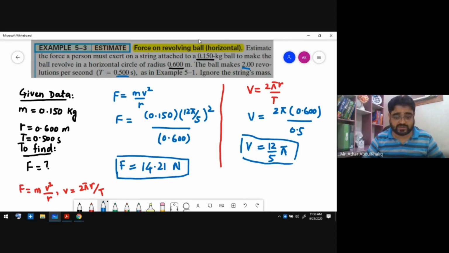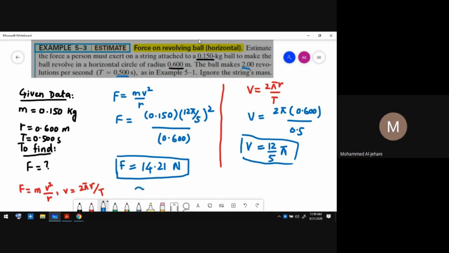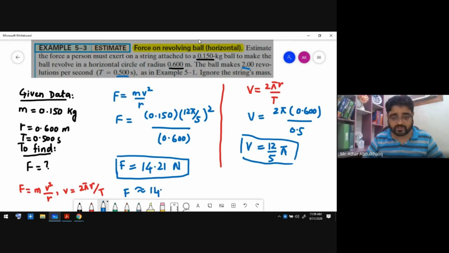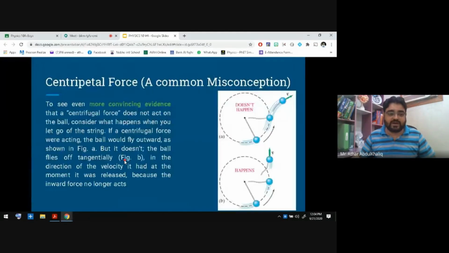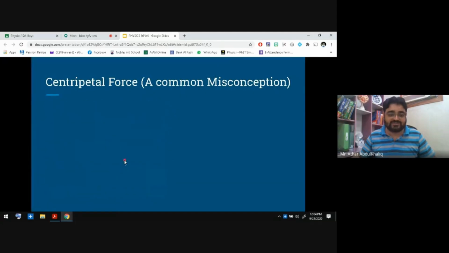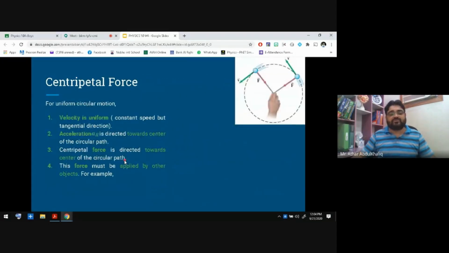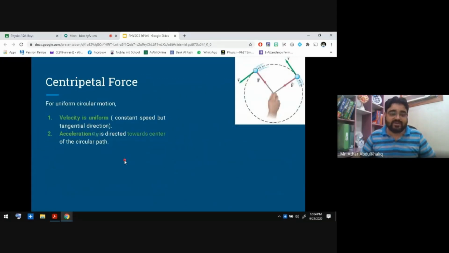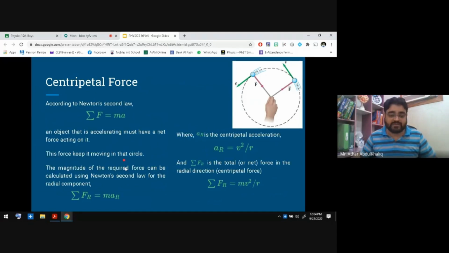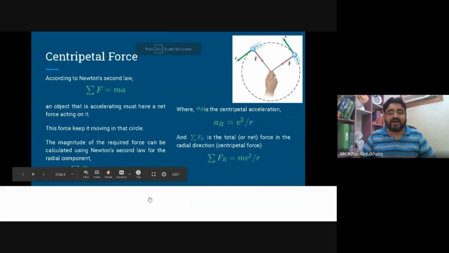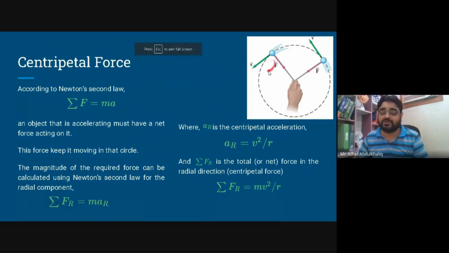So what do you think? Yes, we need to change it. We need to change it to 14.2 newton. So a much better answer is 14.2 newton. What we talked about for today's lesson, that's really important. First of all, whenever an object is moving in a circular path, there is a force associated with the circular motion. That force is called centripetal force.